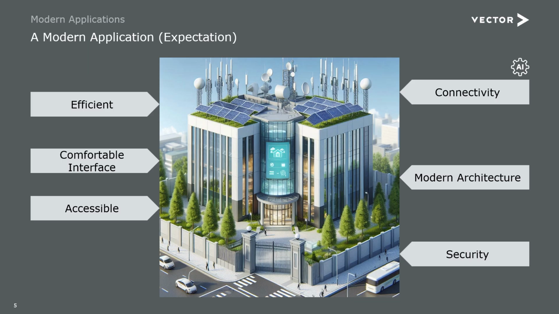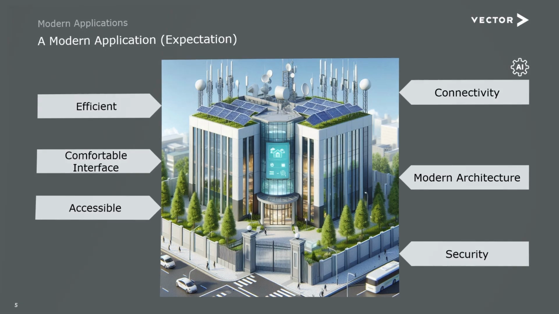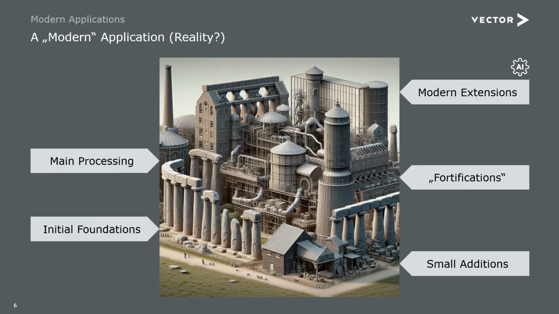But does it really look like that in reality? Let's take a look behind the scenes. Then we see how modern applications can also look. They are not made from scratch. They are built around a main processing that has grown over many years. You have even some initial foundations around that maybe already start to crumble. Nobody really knows what they have been made for, but they are still there. Nobody wants to touch them. We already have some fortifications integrated into that, some modern extensions, and over the years small additions have been made. So what we have to deal with here is legacy.